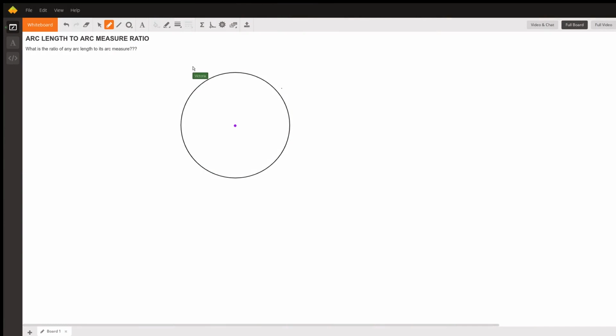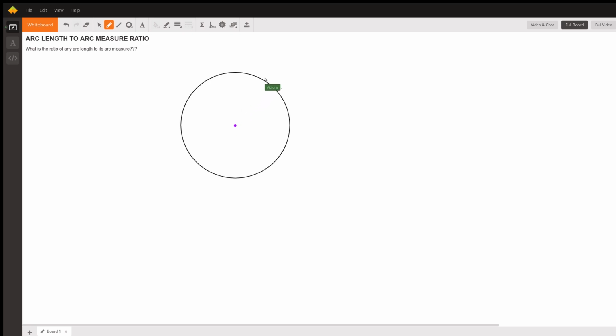Hello, I'm going to answer the arc length to its arc measure ratio. So first we need to see how the arc length and the arc measure are related. First of all, let's talk about the angle that cuts out the arc.